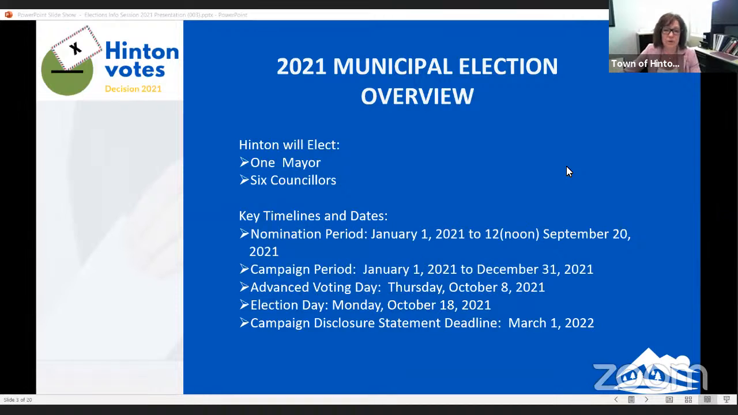So, a brief overview of the 2021 election. Hinton will elect 1 mayor and 6 councillors. Key timelines and dates: the nomination period this year is January 1st to 12 noon, September 20th, 2021. Your campaign period runs from January 1st to December 31st, 2021. The advance vote will be held on Thursday, October 8th, with election day being Monday, October 18th, 2021. And the campaign disclosure statement deadline is March 1st, 2022.